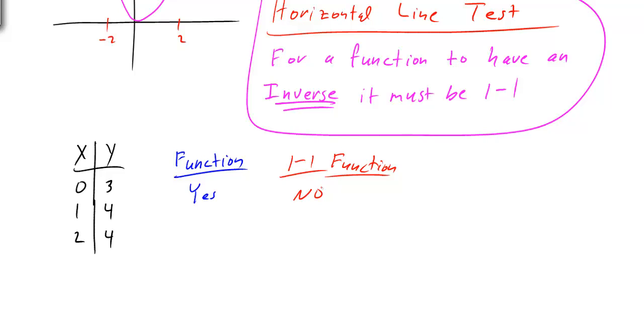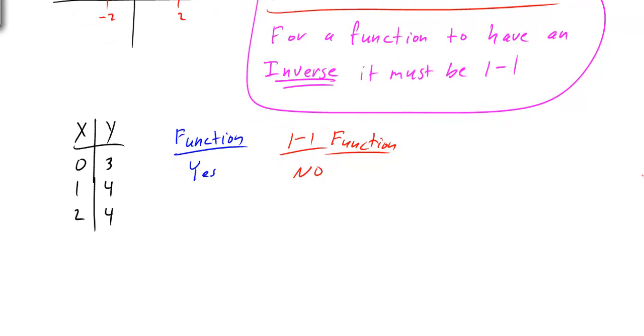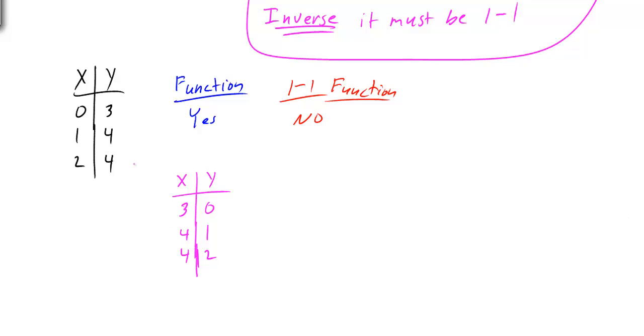Now, if this is not a one-to-one function, then that means we can't have an inverse. Well, why is that? Well, this is not going to have an inverse because recall, if we have an inverse, what are we doing with our x and y values? We're going to switch them, right? So that means if we switch the order here, your domain becomes your range and your range becomes the domain. So instead of 0, 3, we would now have 3, 0, 4, 1, and 4, 2. So notice, if we were to switch the order of our x and y values, now we have 3, 0, 4, 1, 4, 2. Does this represent a function?